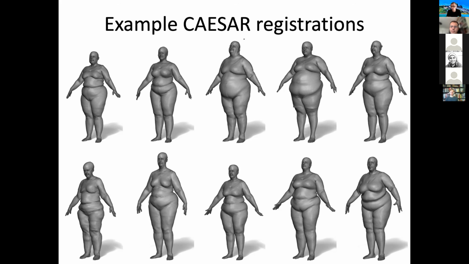So this is just some examples of alignments or registrations to some particularly challenging bodies in Caesar. These are real women. This is how people look. There's some things here you might think of as artifacts. I've looked at the scans, they're not artifacts. This is really how people look. And it's really, really hard to do at this level of detail.